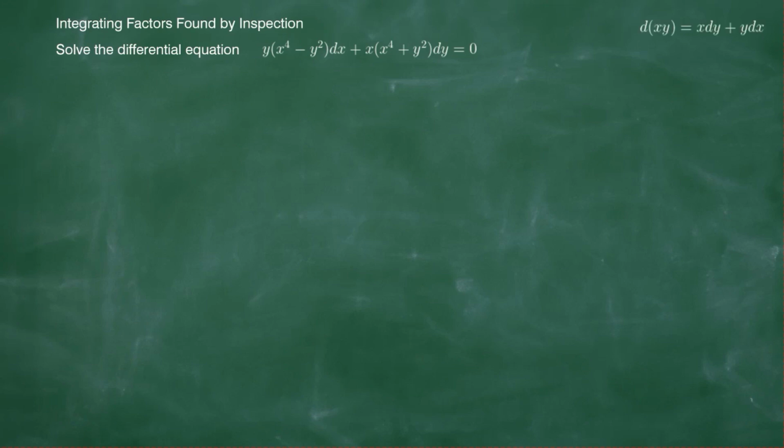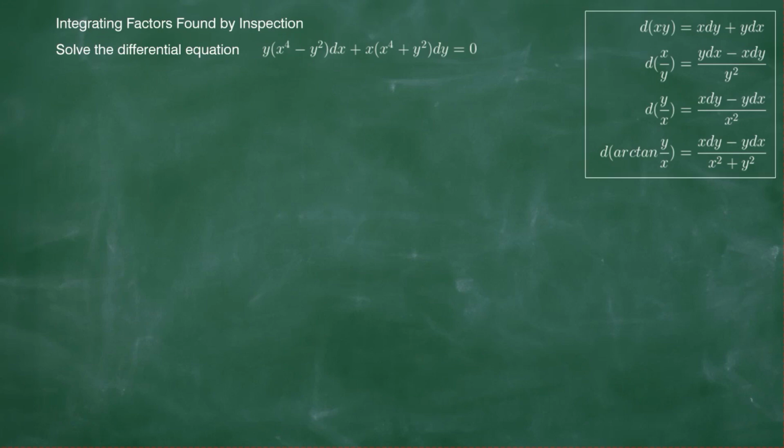The derivative of xy is x dy plus y dx, and the derivative of x over y is y dx minus x dy over y squared, and then the derivative of y over x is x dy minus y dx over x squared, and last, the derivative of arctangent of y over x equals x dy minus y dx all over x squared plus y squared. So we need to remember these differential equations.